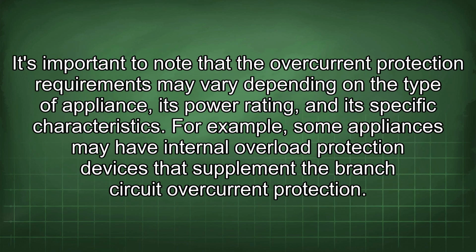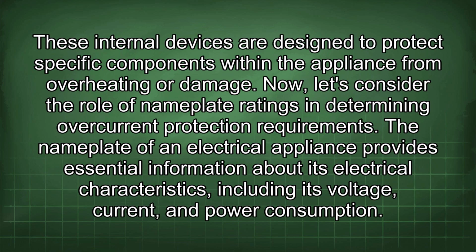It's important to note that the overcurrent protection requirements may vary depending on the type of appliance, its power rating, and its specific characteristics. For example, some appliances may have internal overload protection devices that supplement the branch circuit overcurrent protection. These internal devices are designed to protect specific components within the appliance from overheating or damage. Now let's consider the role of nameplate ratings in determining overcurrent protection requirements.